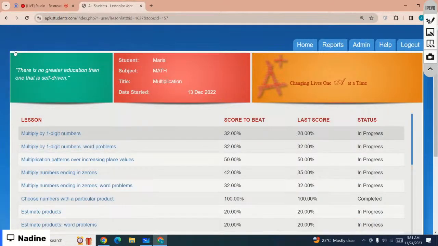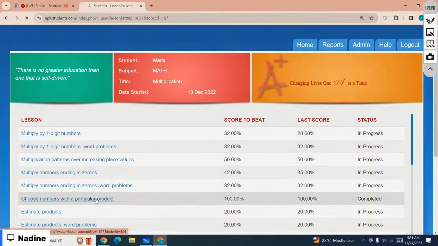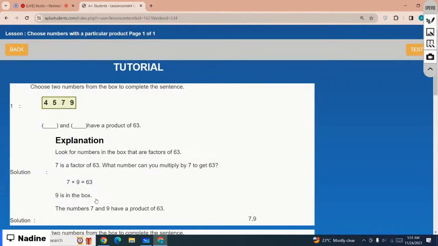Okay, the next one is multiply numbers ending in zeros word problems. You have to do the word problems on your own. I'm going to start with the next lesson, that is choose numbers with a particular product. So basically, you are given some numbers in a box. You have to select which two numbers have a particular product, right?